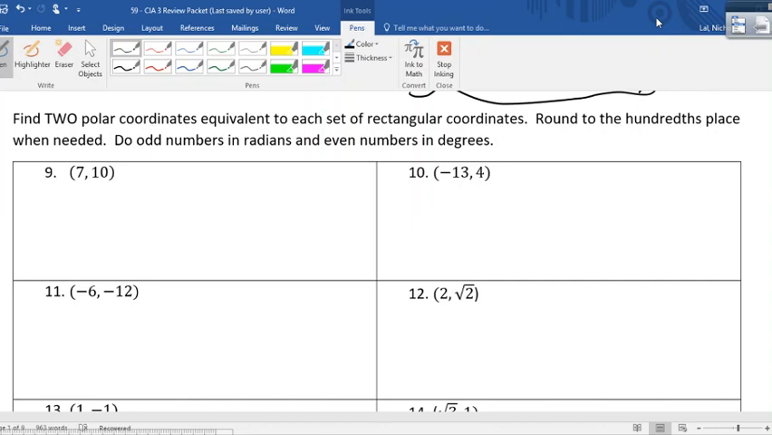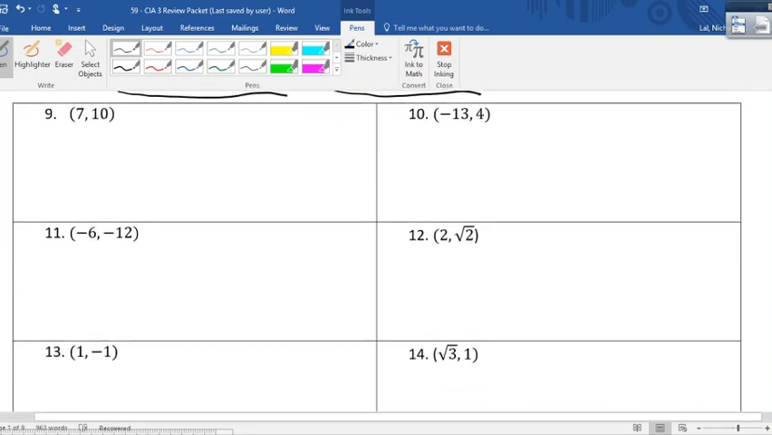So we need to find two polar coordinates equivalent to each set of rectangular coordinates. Round to the hundredth place when needed. We're going to do the odd numbers in radians and the even numbers in degrees, so I don't have to switch my calculator back and forth. I'm going to first do all the odd numbers and then do the even numbers.